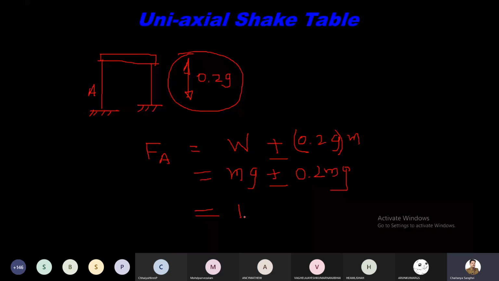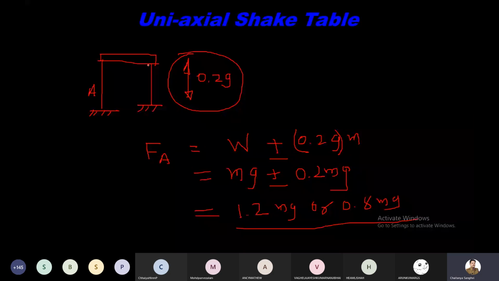Load coming on the column is 1.2, or it will be 0.8, right? This is the load coming on the column, right? Now, for how much force have we designed this column? Go back to gravity load. What is the factor of safety we have used? Actual load coming on the column is W, and then we multiply by the factor of safety 1.5.